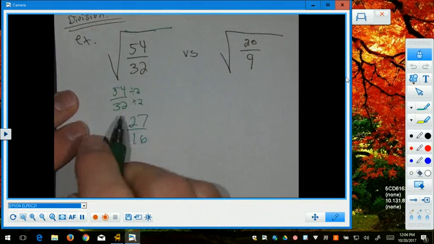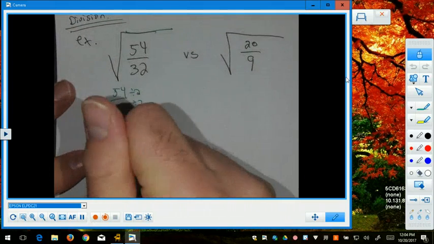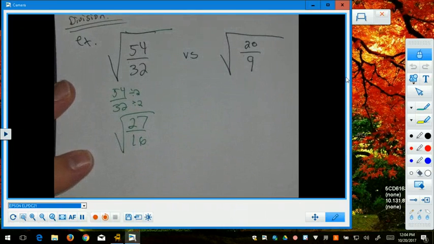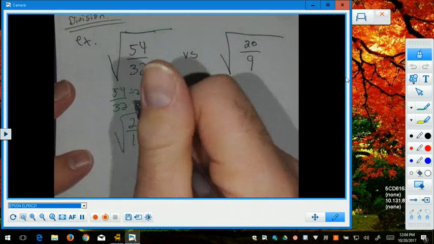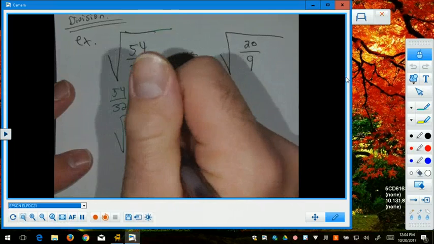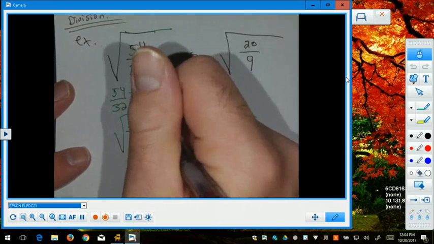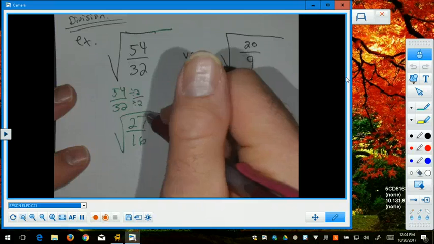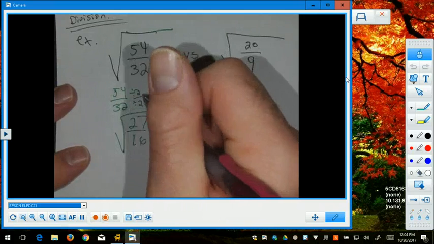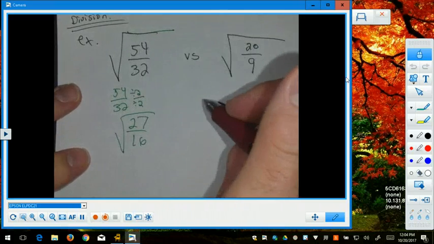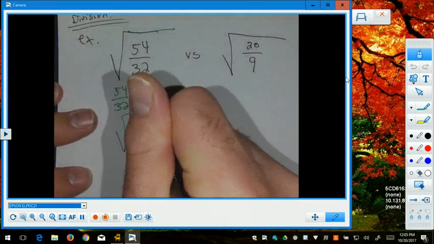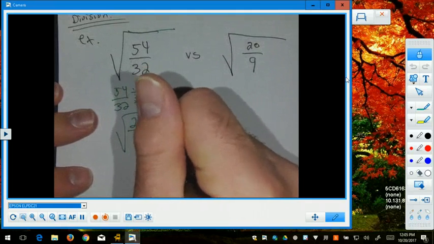So now, instead of the square root of 54 over 32, I have the square root of 27 over 16. Some of you are like, well, wait, where did those 2's go? Well, that's really dividing by 2 on top and dividing by 2 on bottom. I'm just reducing the fraction. 2 over 2 is 1, so it's okay that I did this. This is really times 2 over 2, and that's a factor of 1, so I don't have to worry about that.